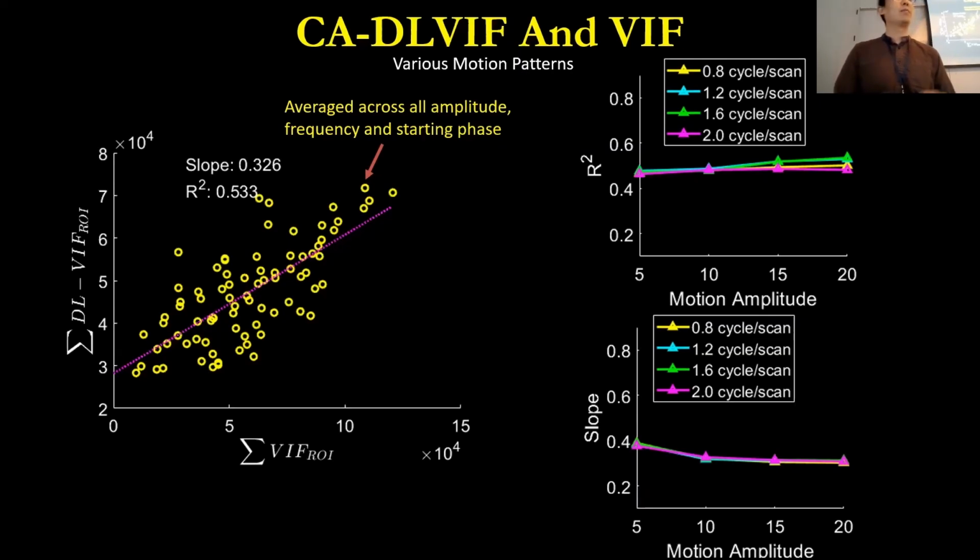Once we break it down to see how it performs with different motion amplitude and frequency, we can see that both the motion amplitude and frequency have a very small impact on the R-square and the slope of our DLVF.